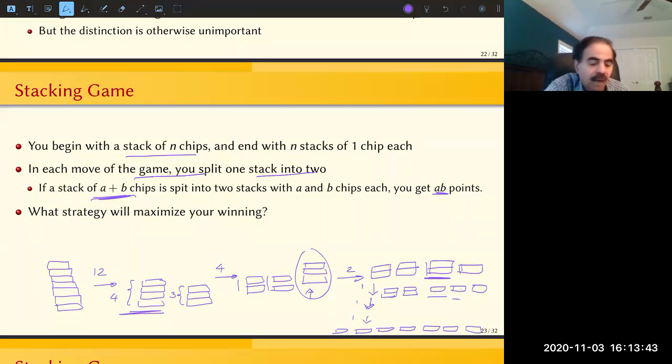Right? Okay, so how many points did I make? 12 plus 4, 16, 18, 19, 20, 21 points, right? So your goal is to maximize your winning, right? So what do you think is a good strategy for playing this game so that you maximize your winnings?